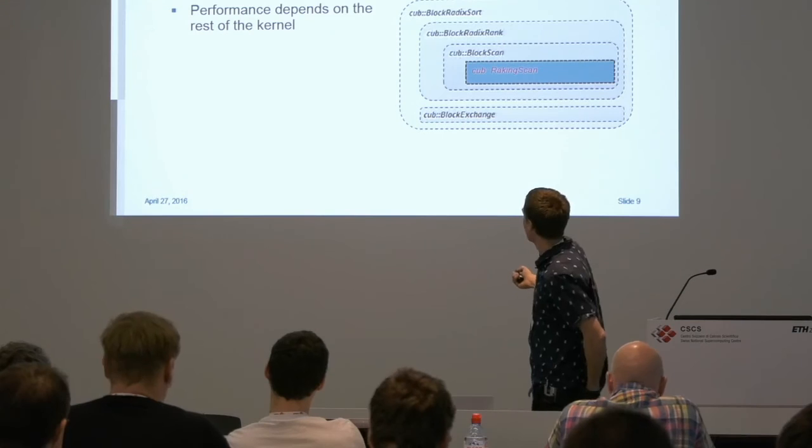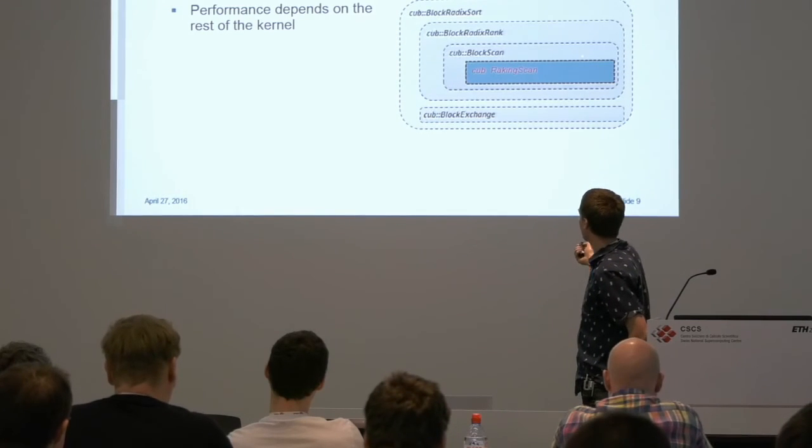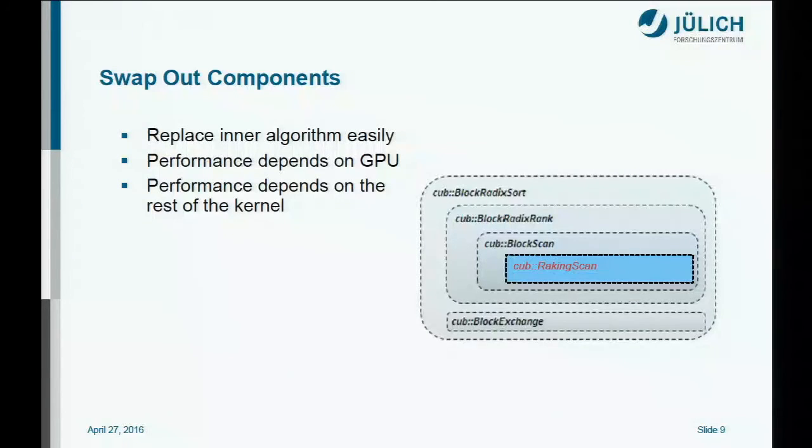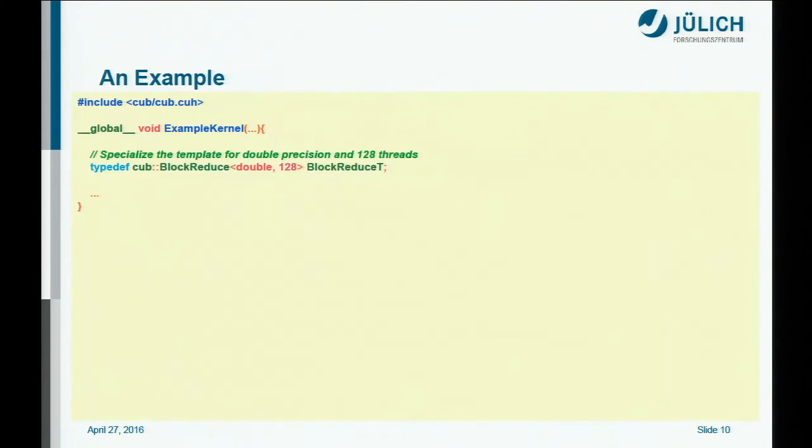So this is what I was saying before about swapping out. In this case, we're looking at what a sorting algorithm called the radix sort, and deep inside it, it needs to use a scan operation, and you can basically mix and match whichever at different levels in the algorithm exactly how you want them to be implemented.